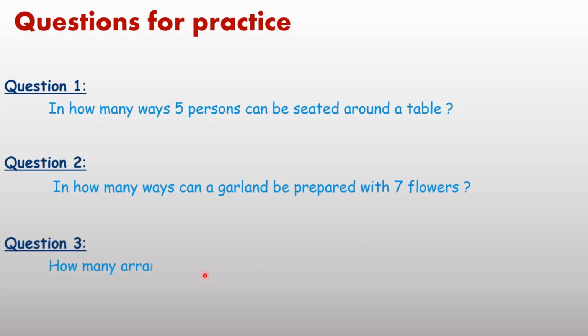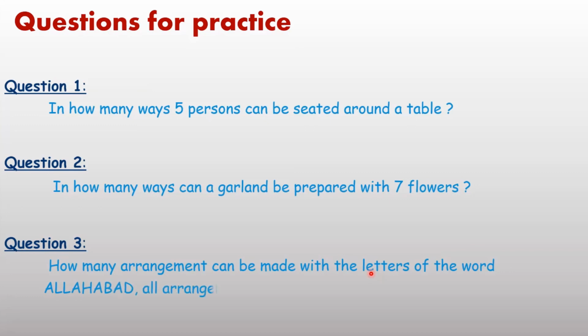And third question: how many arrangements can be made with the letters of the word Allahabad, with the condition that all arrangements start with the letter A? It implies it is a conditional permutation. Conditional permutation means the first place is fixed. The first place A is given. After that, from the remaining letters you have to find the total number of arrangements. Which formula will we apply here? n minus 1 P r minus 1. You have to complete it and give the answer.